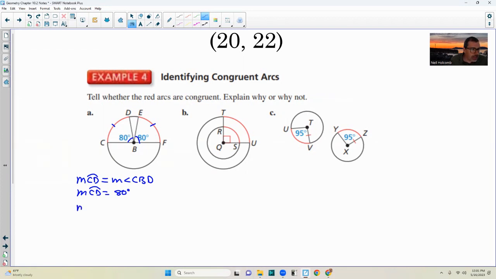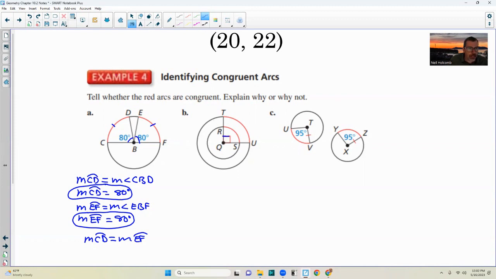I then can say the measure of arc EF equals the measure of angle EBF. And the measure of arc EF, therefore, equals 80 degrees. So since the measure of arc CD equals 80 degrees and the measure of arc EF equals 80 degrees, then the measure of arc CD equals the measure of arc EF. Since they're both equal to 80 degrees, they're equal to each other. That's the transitive property of equality. And so A is yes.